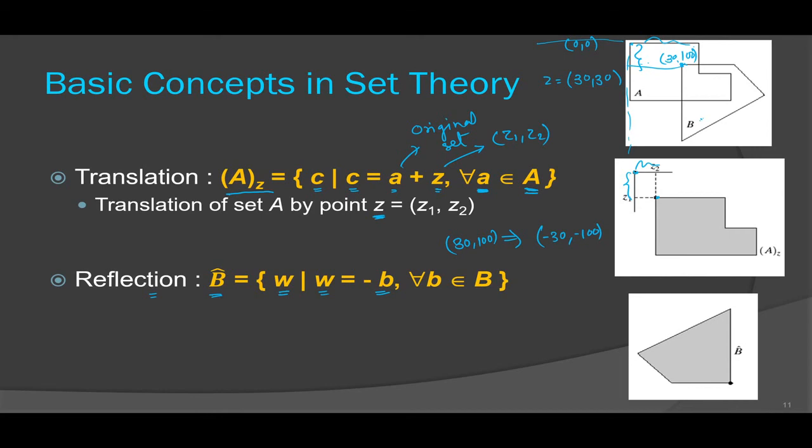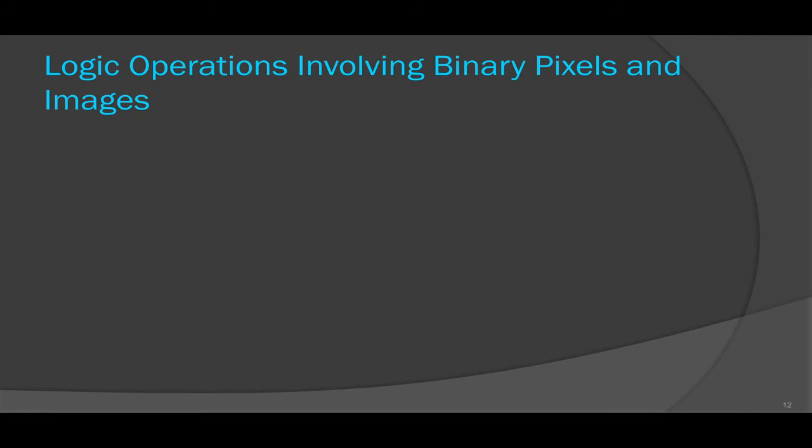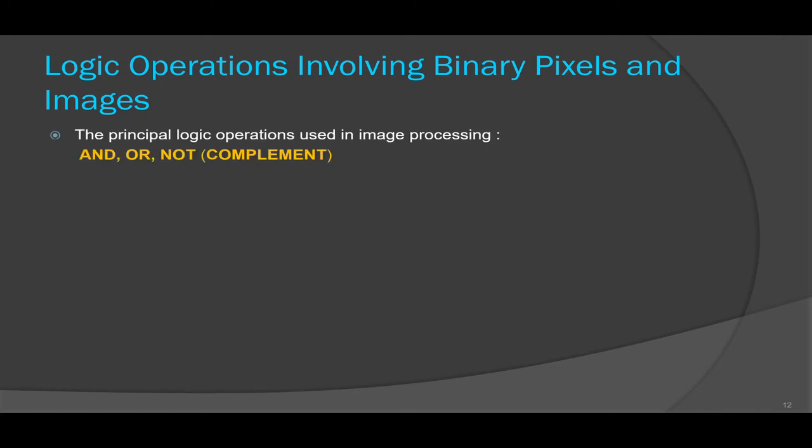So let us proceed now with the logical operations involving binary pixels and images. The principal logic operations used in image processing are AND, OR and NOT. NOT is also known as the complement operation.